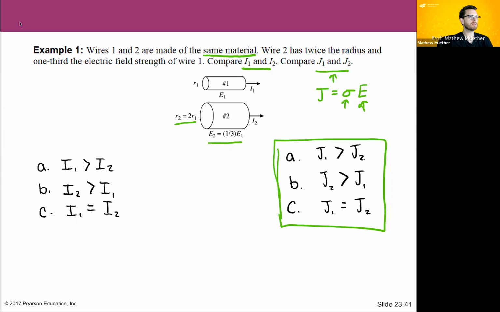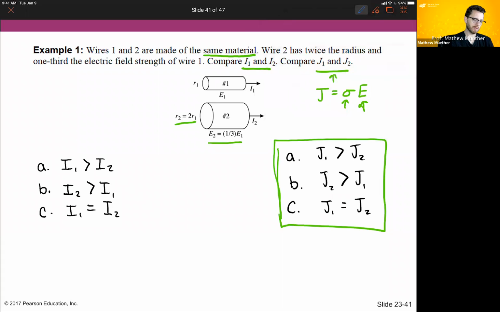So almost all of you selected A, that current density 1 is greater than current density 2. Well, we can calculate that. Let's just do the calculation. J1 is going to be equal to conductivity 1 times electric field 1. J2 is going to equal conductivity 2, but these two guys are the same material. So that means conductivity 1 has to be equal to conductivity 2. They're the same materials. So it has the same conductivity, but the electric field is E1 over 3.